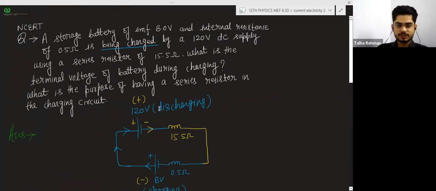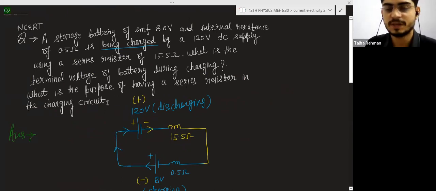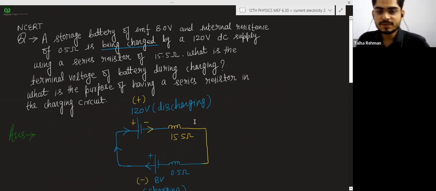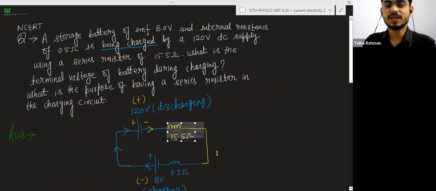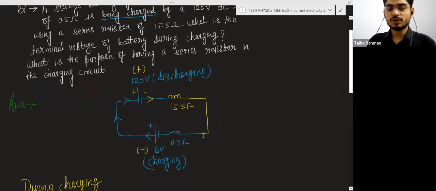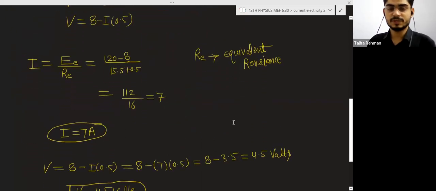Half part of the question is remaining. They are asking what is the purpose of having a series resistance in the charging circuit. They have a series resistance of 15 ohm in the charging unit because this resistance will protect this cell from the higher current, from the large current you will say.